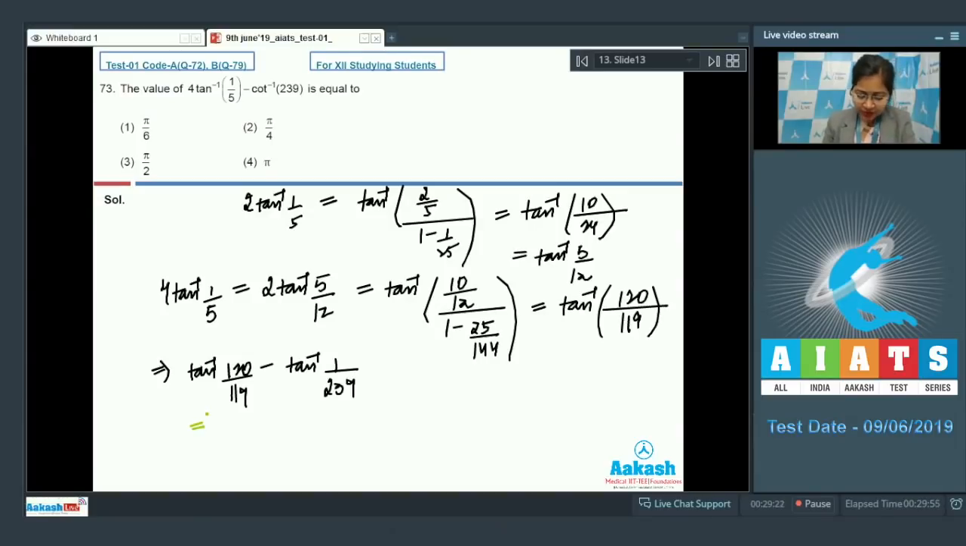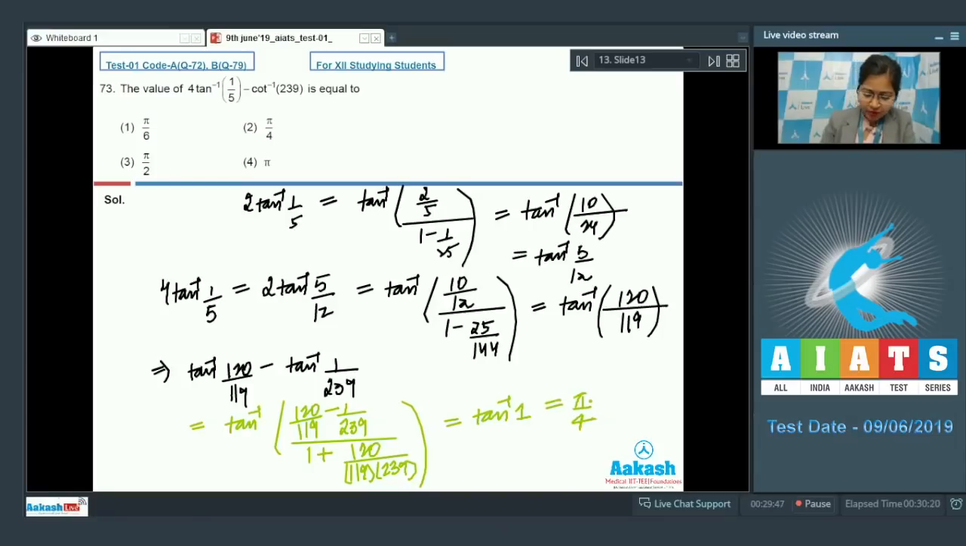Solving this further, tan inverse x minus tan inverse y will be equal to tan inverse of 120 upon 119 minus 1 upon 239, upon 1 plus 120 upon 119 into 239. Solving this, we will get it equal to tan inverse 1, that will be equal to pi by 4. So the answer will be option number 2.